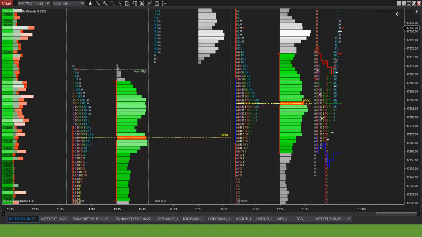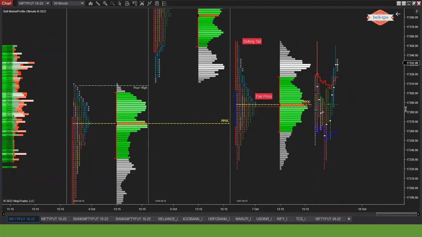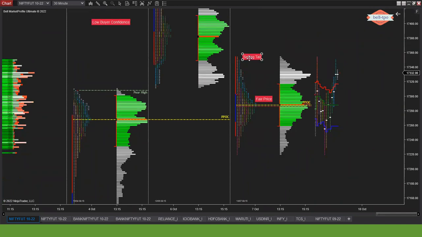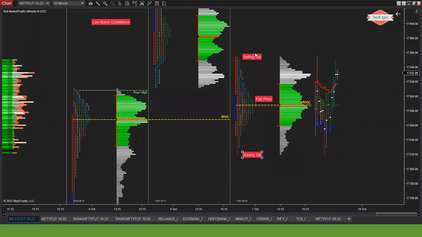But if you look at the tails, I want you to focus on the tails here. At the top, we call this a selling tail. And at the bottom, we call it a buying tail. Later on, we'll discuss why it is a buying tail and why it is a selling tail. So the bottom we call a buying tail and the top we call a selling tail.